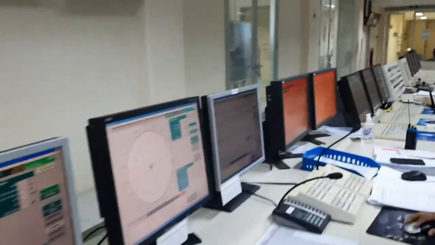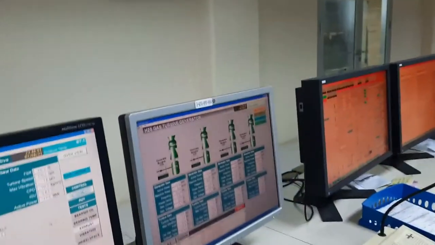Okay, now I'll show you the DCS monitor. Only the page I will brief, okay? Full brief is not possible.